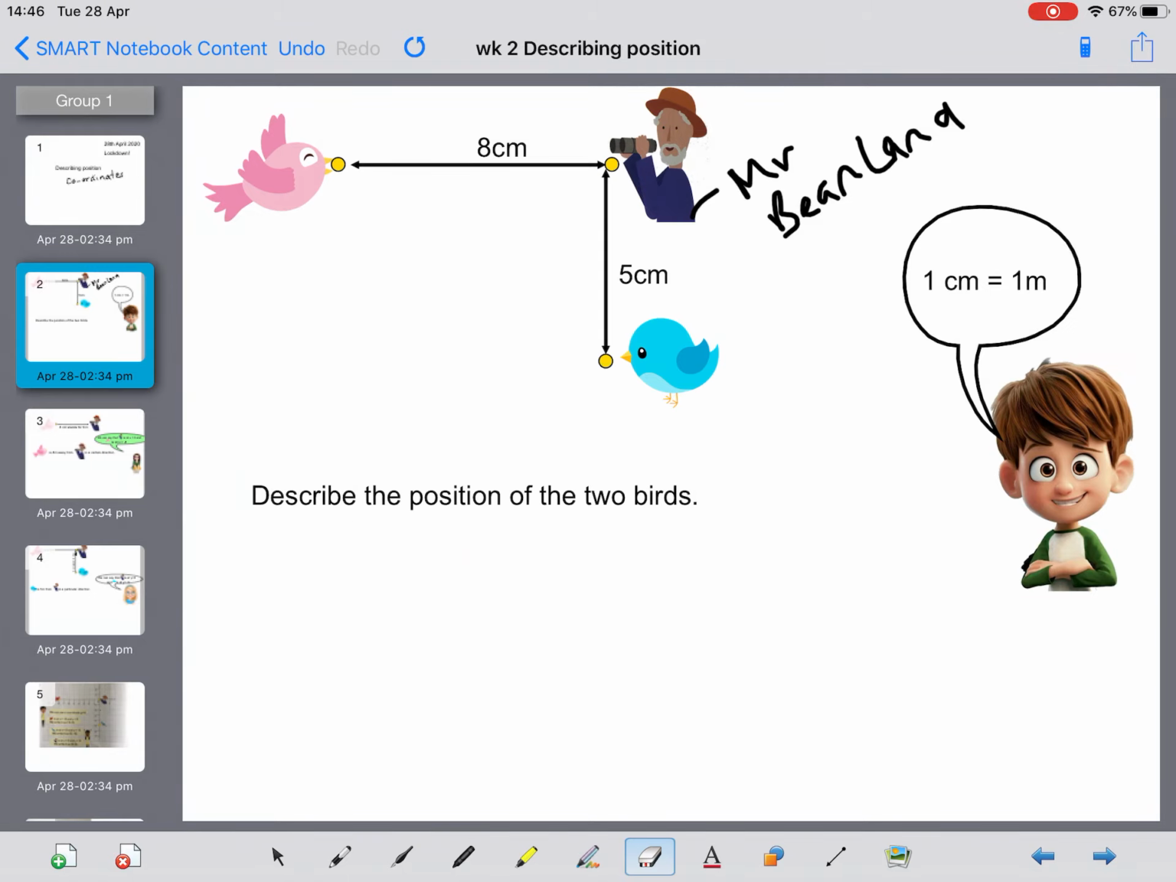Now, what's this person over here saying? He's got important information, and I think that is Alex PS. He's saying that 1 centimetre on the diagram is the same as 1 metre. So this pink bird isn't really 8 centimetres away. He'd be pecking his nose. He's 8 metres away. And this blue bird isn't 5 centimetres down there. He's 5 metres away from him in that direction. So have a think how you would describe the position of those birds.